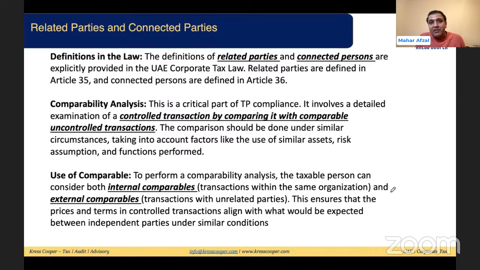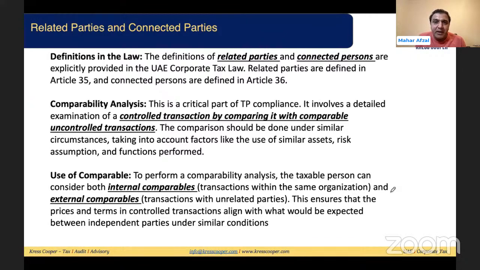We have identified, first of all, we said to apply the arm's length principle, we need to identify the related party. We need to identify the connected person. We need to identify the arrangements. We need to identify the transactions. Once we have identified this, then we need to apply the comparability analysis.